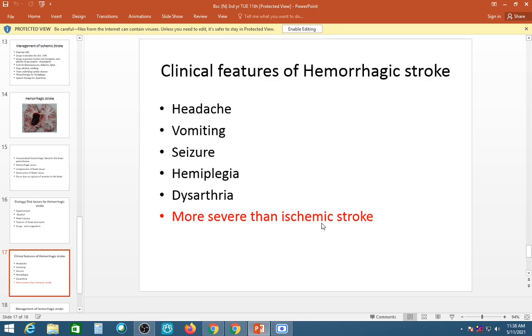Then the clinical features are because of the increased pressure inside the brain, because of this blood clot collecting. There will be severe headache, vomiting, convulsion, seizure, hemiplegia, paralysis, and slurring of speech, that is dysarthria. So these are the features of hemorrhagic stroke.